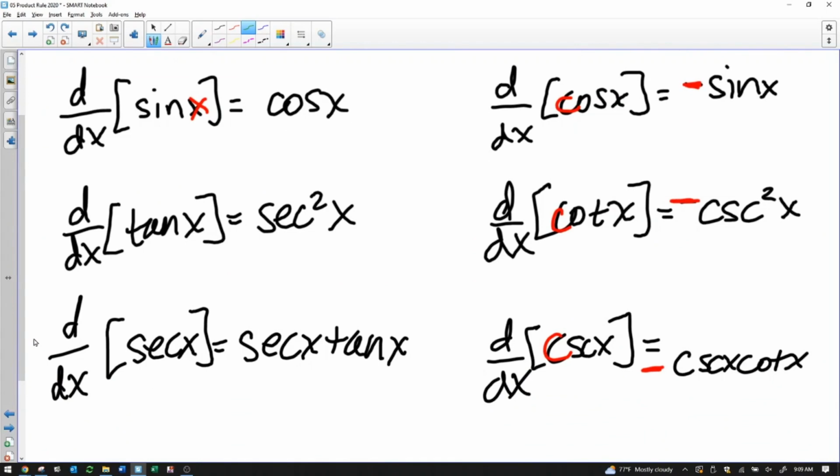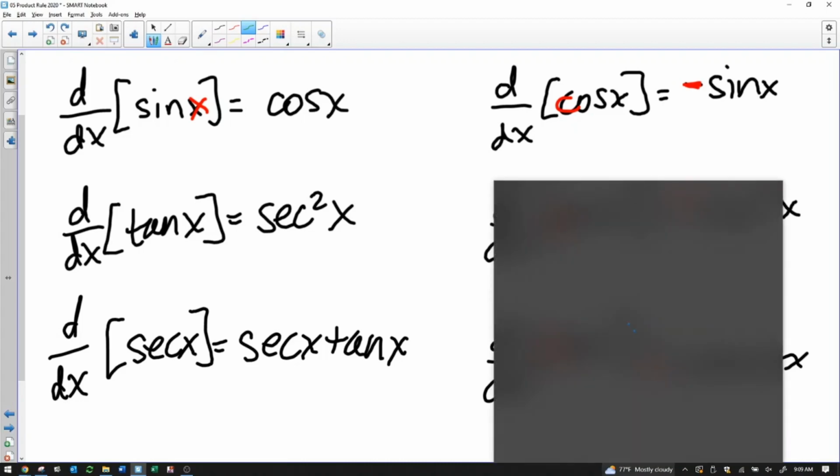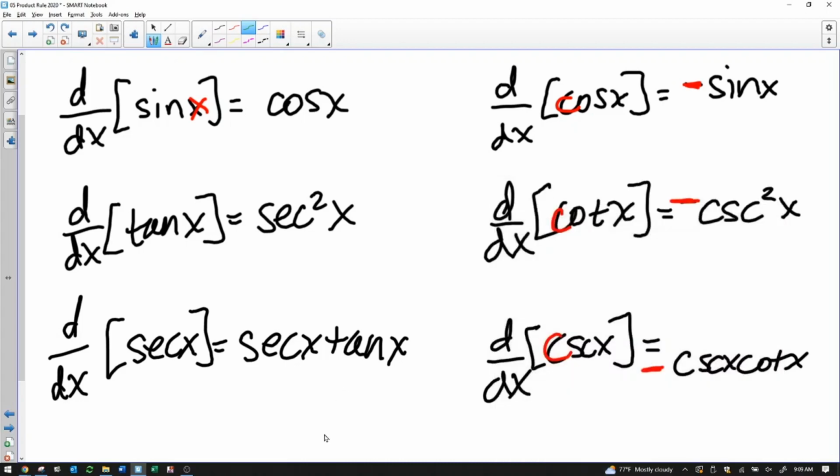Right now, I'm just putting x's there. I'm not putting 2x or x squared, so we don't have to multiply by the derivative on the end, because the derivative of x is just 1. Notice that anytime you have a derivative that starts with a c, you change the sign. So you can always remember that: if it starts with a c, you change the sign.